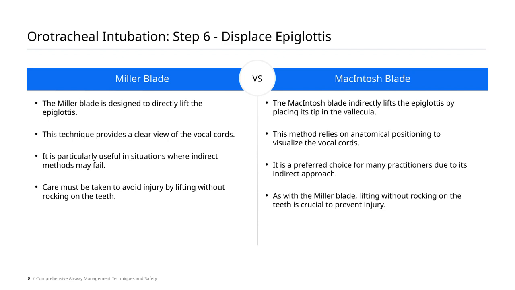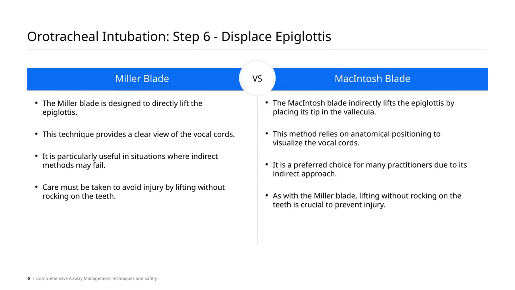This indirect approach is preferred by many practitioners because it often provides a better view without directly touching or lifting the epiglottis itself. It's important, though, to lift the blade gently and avoid rocking on the teeth, as applying excessive force can cause injury. In contrast, the Miller blade is designed for direct lifting of the epiglottis.